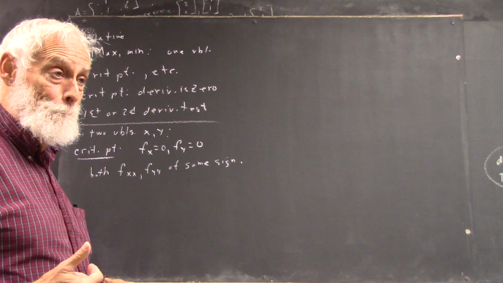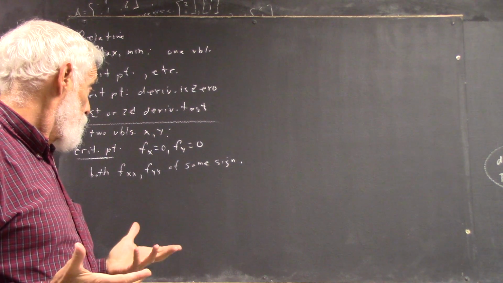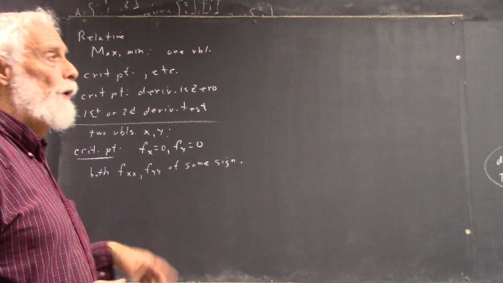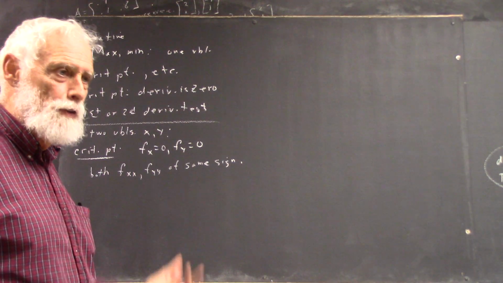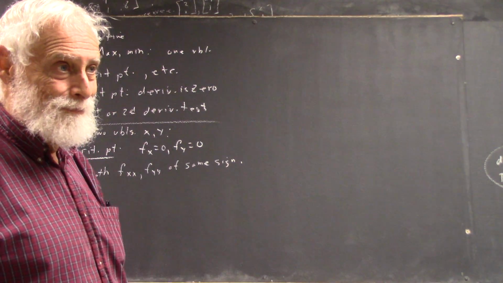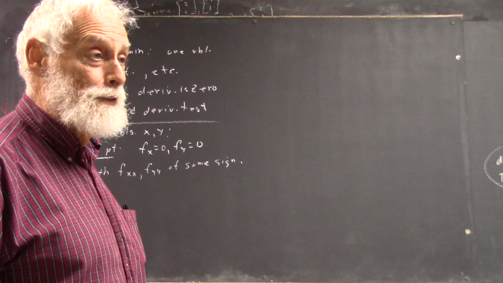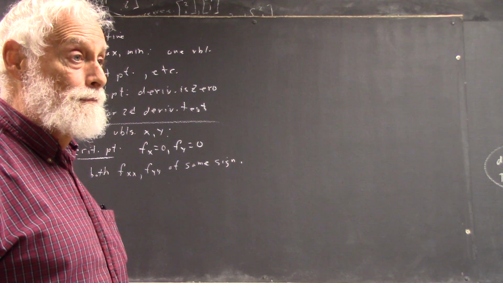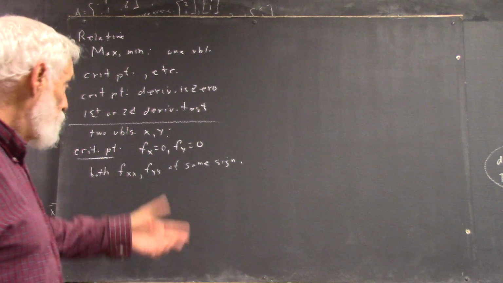So what's fxx? Partial of f with respect to x. Well, the partial with respect to x of the partial of f with respect to x. It's a second partial with respect to x. Okay, so it's like the second derivative? Yeah. Yeah, it's just straightforward.